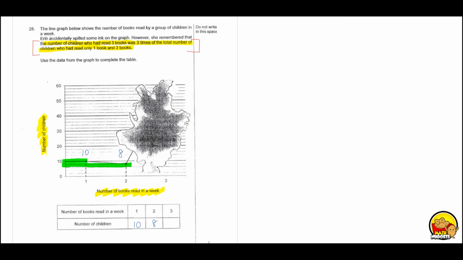Back to the statement again. The number of children who read 3 books was 3 times the total of those who read 1 and 2. What is the total of those who read 1 and 2? Total is 10 plus 8, which is 18. And those who read 3 books would be 3 times of that number. 18 times 3 is 54.